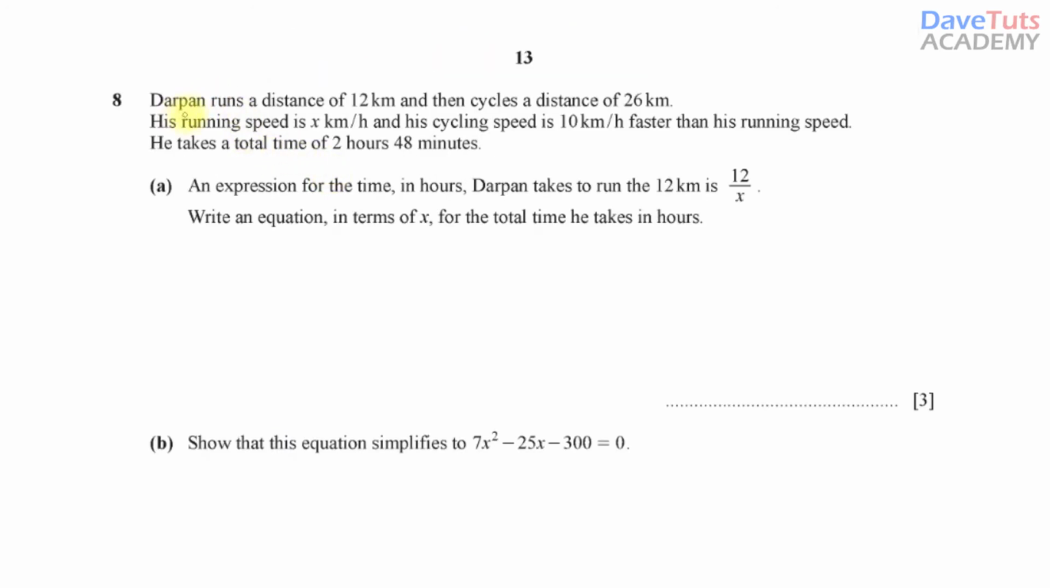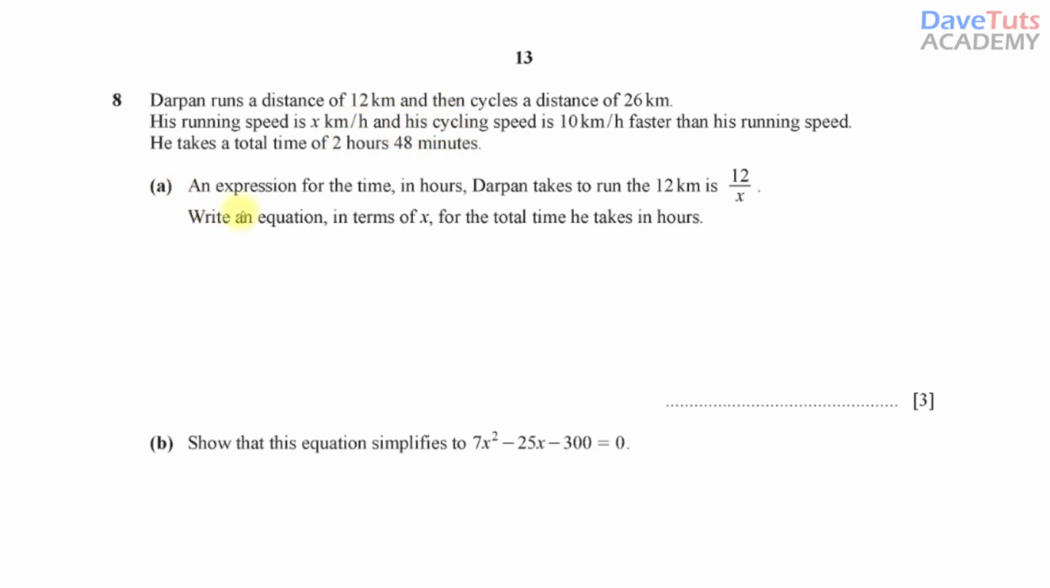In this question here, we're told that Japan runs a distance of 12 kilometers and then cycles a distance of 26 kilometers. His running speed is x kilometers per hour and the cycling speed is 10 kilometers per hour faster than his running speed. So we need to know that it is faster. Okay, so it takes a total time of 2 hours 48 minutes. That's the total time that he took for his journey.